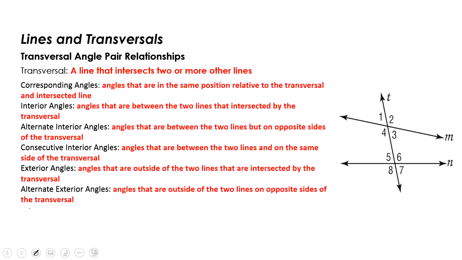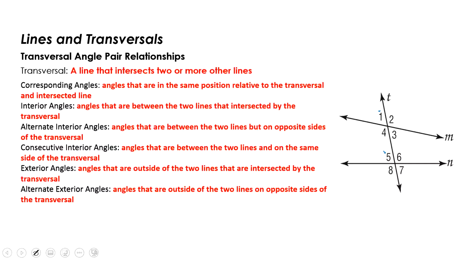So corresponding angles. They're angles that are in the same position relative to the transversal and the intersected line. We're talking about the corresponding angles being on the top or bottom of one of the lines that are intersected, and then the right or the left of the transversal. So in my example here, angle 1 and angle 5 would be corresponding angles because they're in the same relationship relative to the transversal.